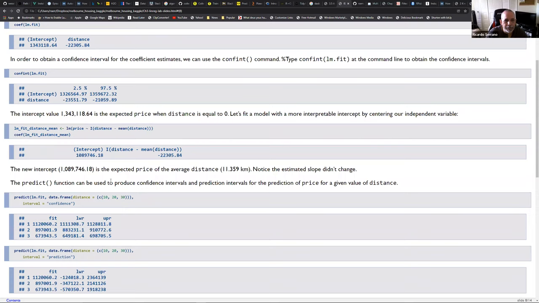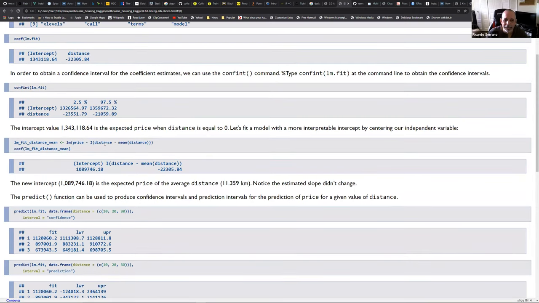Okay, let me see where I'm at. Take the distance and subtract the mean from it. What it's going to do is give you the same slope. The slope won't change, it's the same line, but it's going to move the intercept from the zero point to the mean point, okay? And that could be more relevant, depending on what you are trying to model. Did anyone know about this little hack?